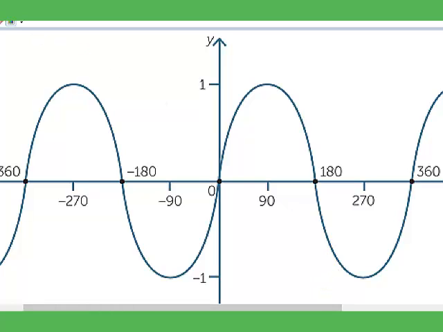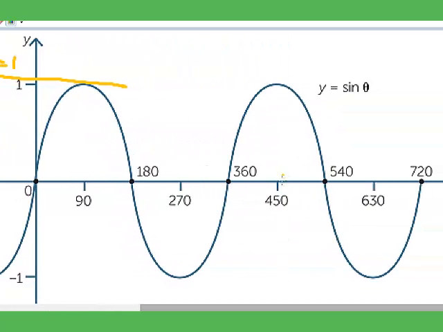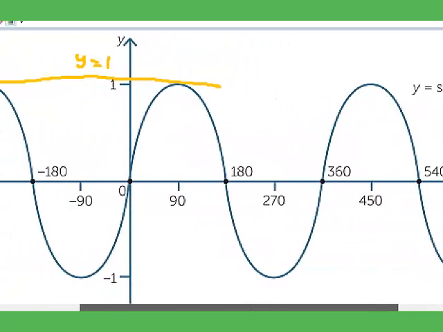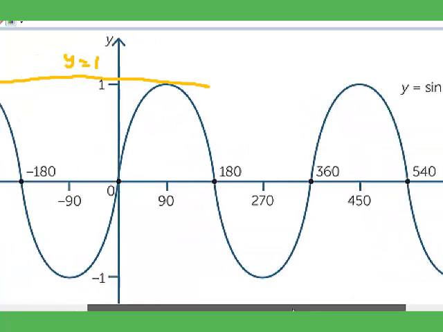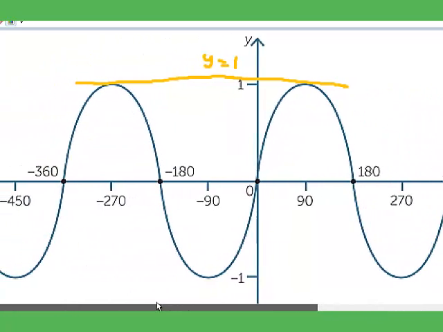And as you can see, the top bits are at 1, or y equals 1. This is the y equal part of the line y equals 1, and these points at 90, negative 270, and it actually keeps going. So 450 is 1 as well, and lots of other points. At 90, y equals 1, at negative 270, y equals 1, 450, y equals 1.